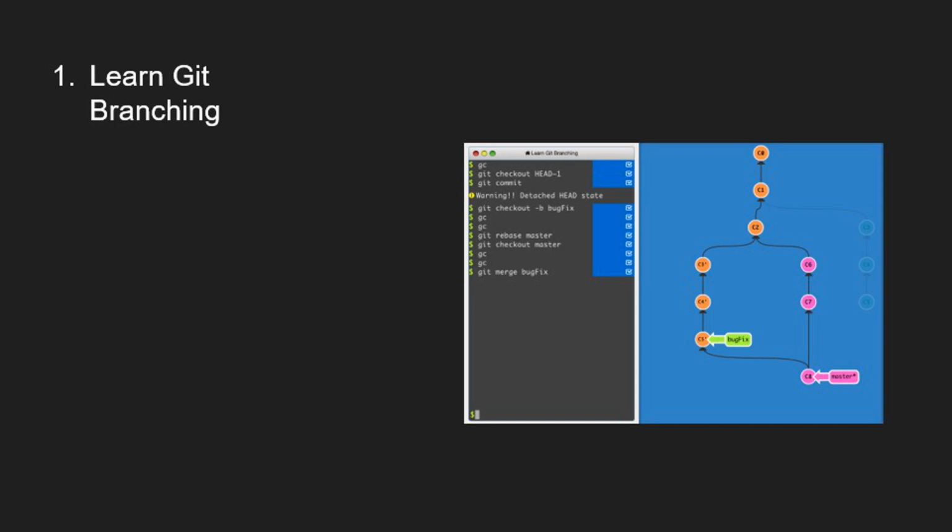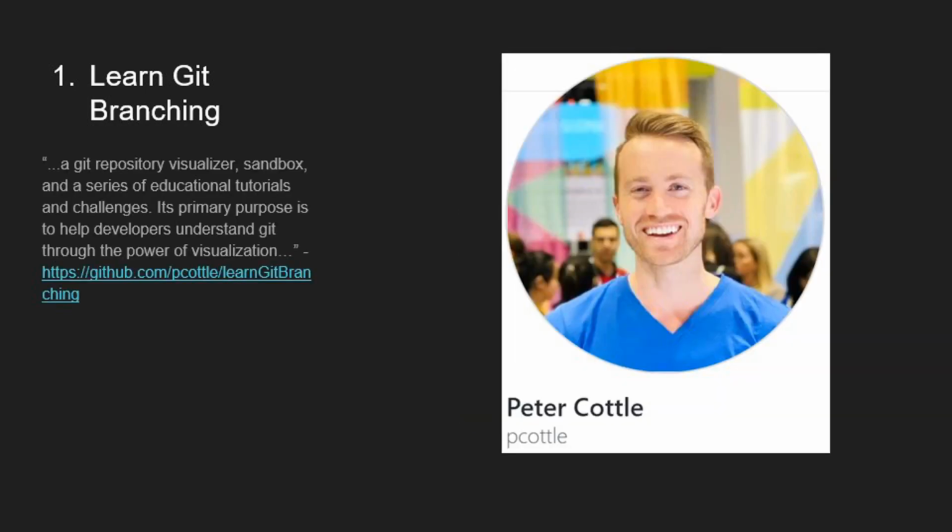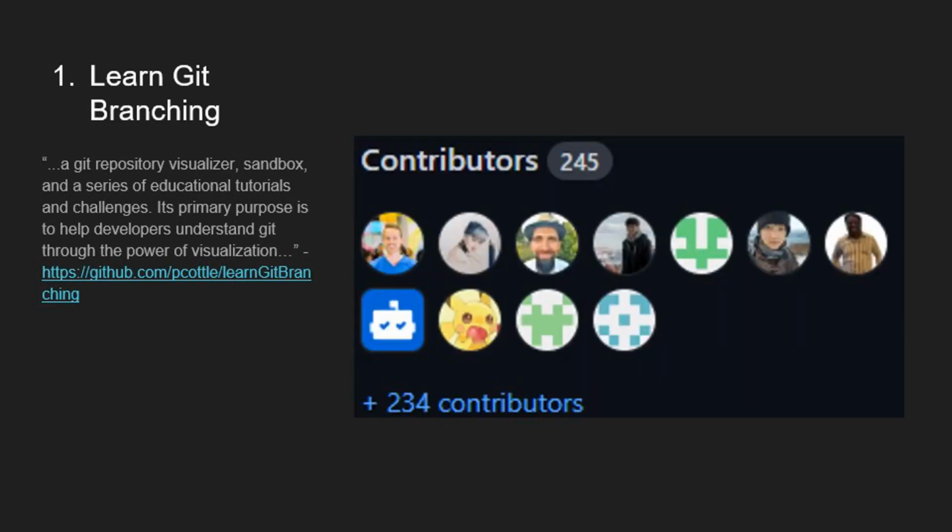Number 1, Learn Git Branching. Learn Git Branching is, according to its GitHub README, a Git repository visualizer, sandbox, and a series of educational tutorials and challenges. Its primary purpose is to help developers understand Git through the power of visualization. The repo is owned by Peter Cottle, but there are like hundreds of people who worked on it.